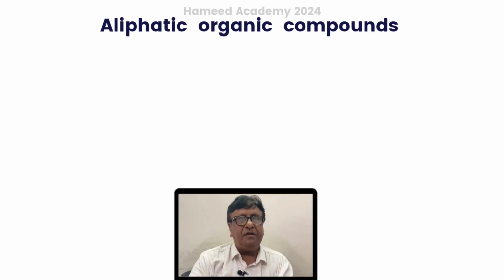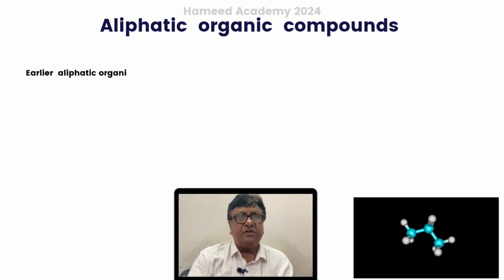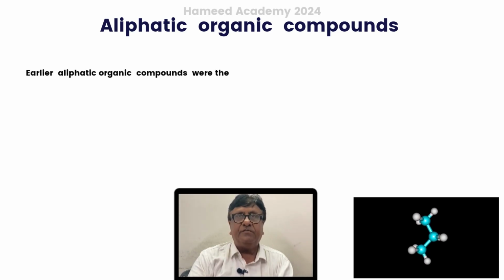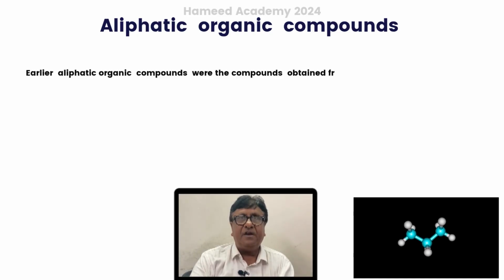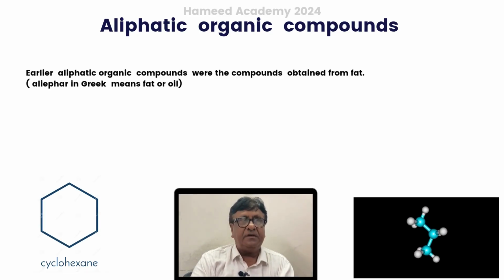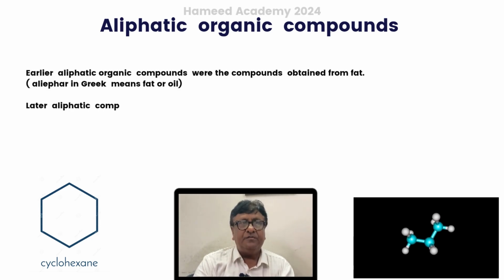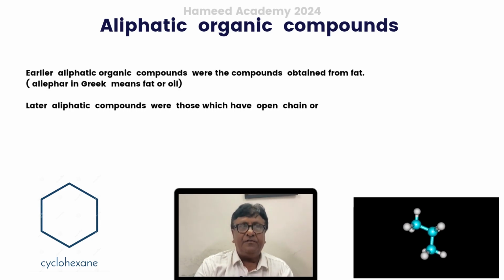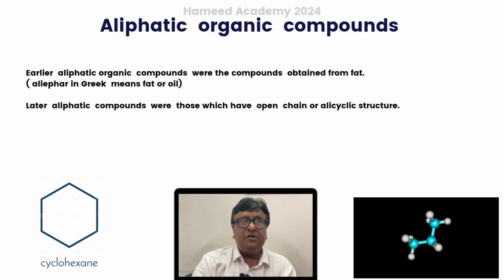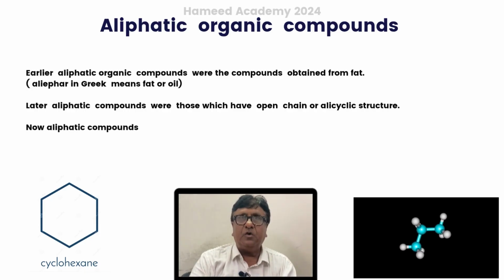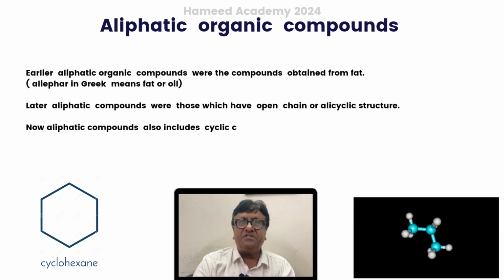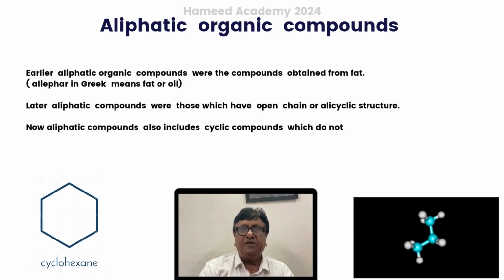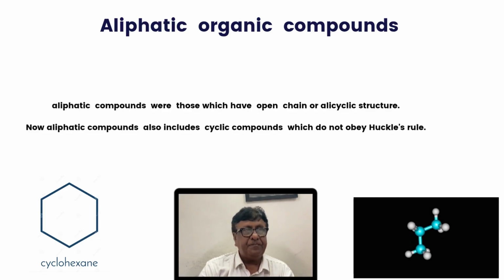Aliphatic organic compounds. Earlier, aliphatic organic compounds were the compounds which were obtained from fat, because aliphar in Greek means fat or oil. Later, aliphatic compounds were those which have open chain or alicyclic structure. Now, aliphatic compounds also include cyclic compounds which do not obey Huckel's rule. This indicates that science is dynamic in nature.